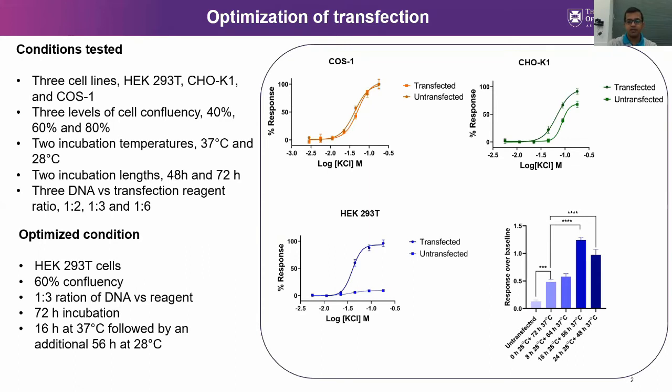In the bar graph in the bottom corner, the effect of temperature has been shown. It is clear from the graph that incubation of 16 hours at 37 degrees Celsius followed by an additional 56 hours at 28 degrees Celsius gives the biggest response from the transfected cells.